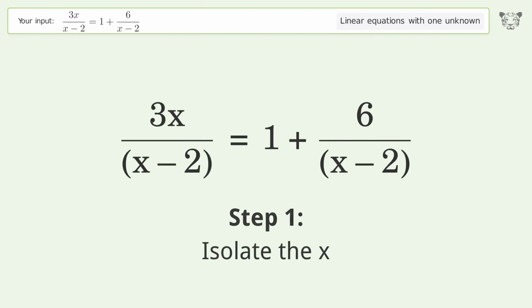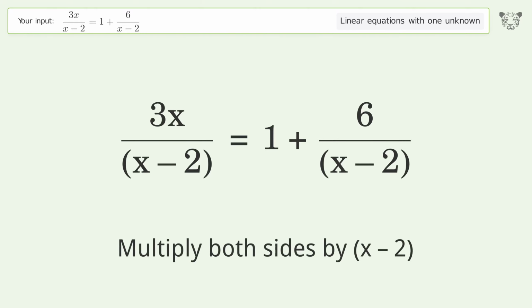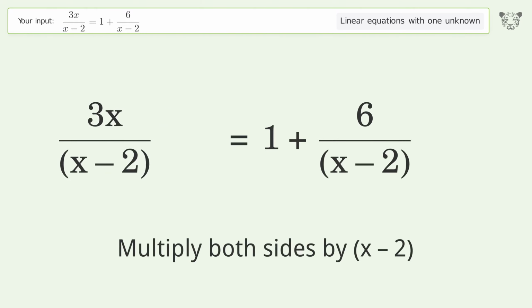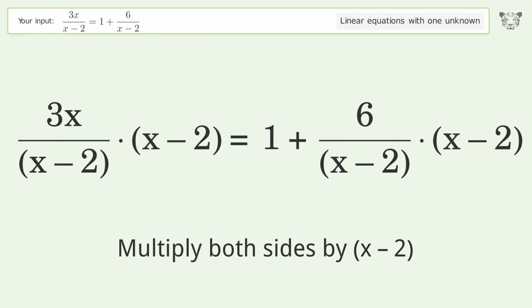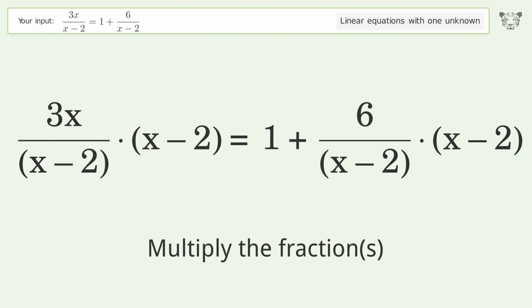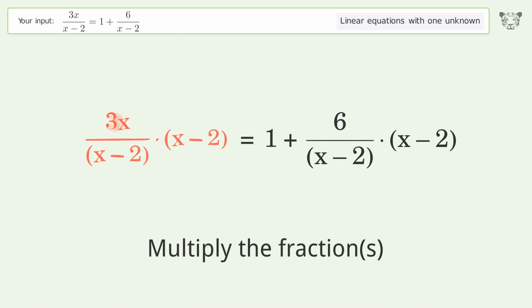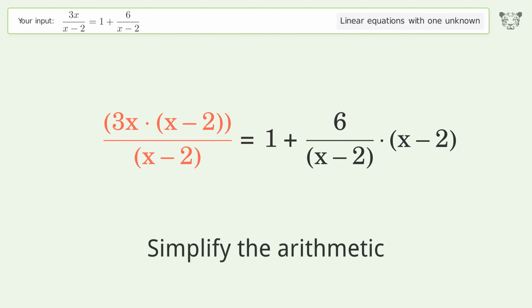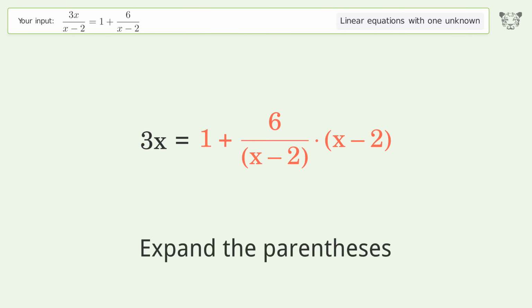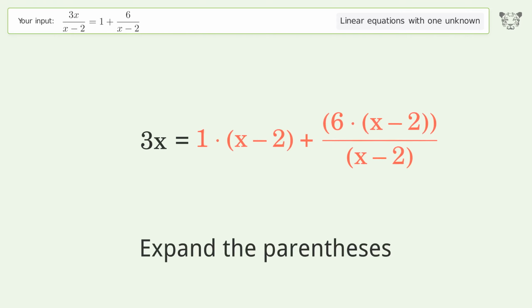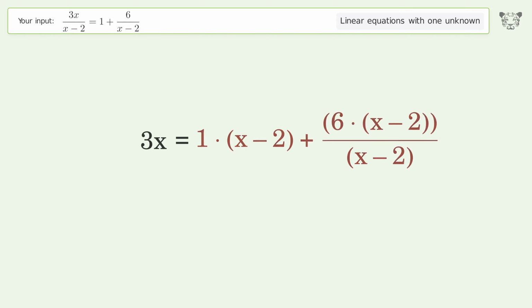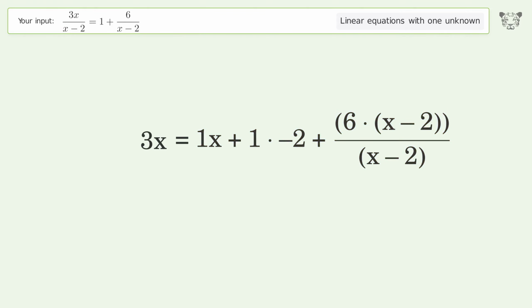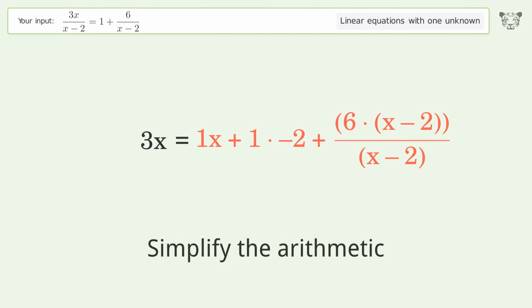Isolate the x. Multiply both sides by x negative 2. Multiply the fractions. Simplify the arithmetic. Expand the parentheses. Simplify the arithmetic.